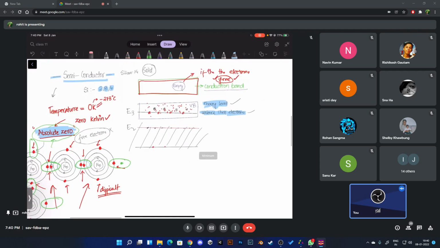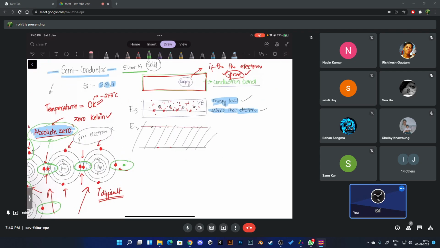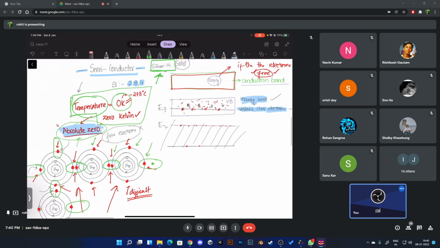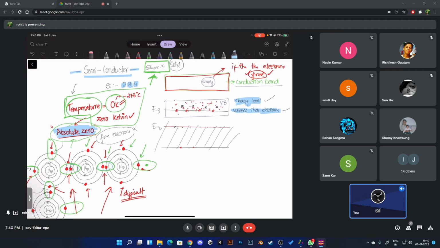Don't forget what I have drawn. What have I drawn, guys? Silicon. Picture of silicon. At what temperature have I drawn it? At 0 Kelvin. You tell me, are all the bonds intact or are they broken? Are these bonds broken and the electrons free, or are the electrons not free? Not free. Where are these electrons present? In which band? Valence band. And can the electrons go from here to here or cannot go?